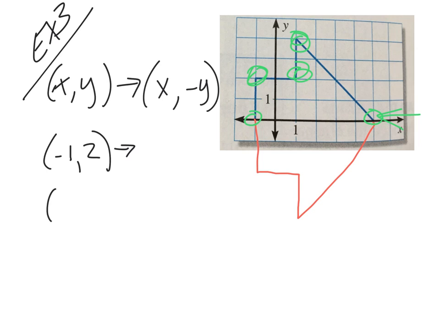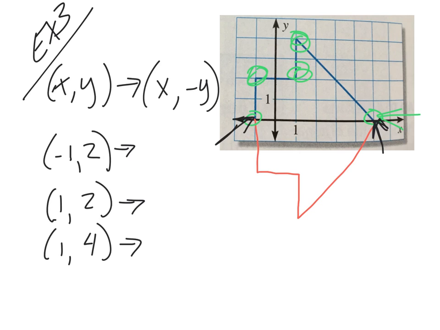Okay, that we need to translate. We have what? 1, comma 2. We have 1, comma 4. Okay, 5, comma 0, which is this point right here, that doesn't really change because 0 times a negative 1 is 0, right? Which is also why this one's not going to change, because 0 times negative 1 is still 0. So we just need to translate those three.